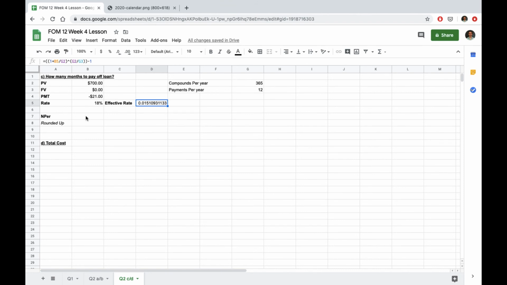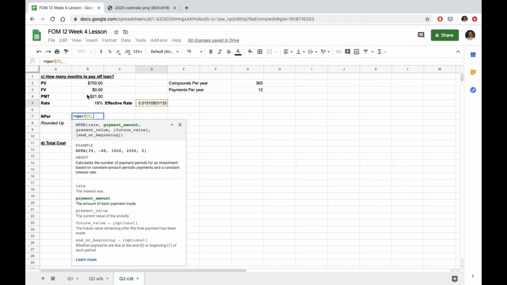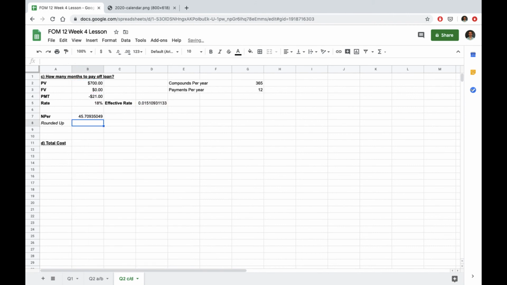Once we have our effective rate, all we have to do is exactly what we've done in previous weeks to calculate our number of periods: equals NPER, our effective rate, our payment amount, present value, future value, and when it comes to credit cards, we're paying it off at the start of every month. So here we would put a 1 for the beginning of each month, close the bracket, hit enter, and we get 45.70 blah blah blah months, which, if we round up, would give us 46 months. So that's almost 4 years to pay off this bicycle.